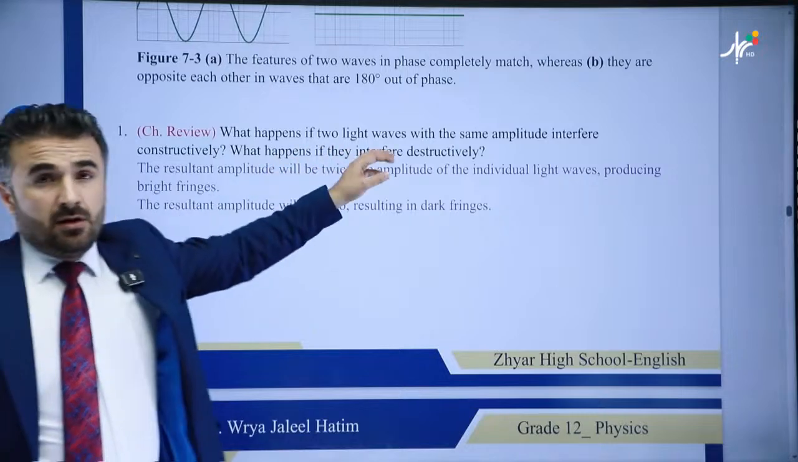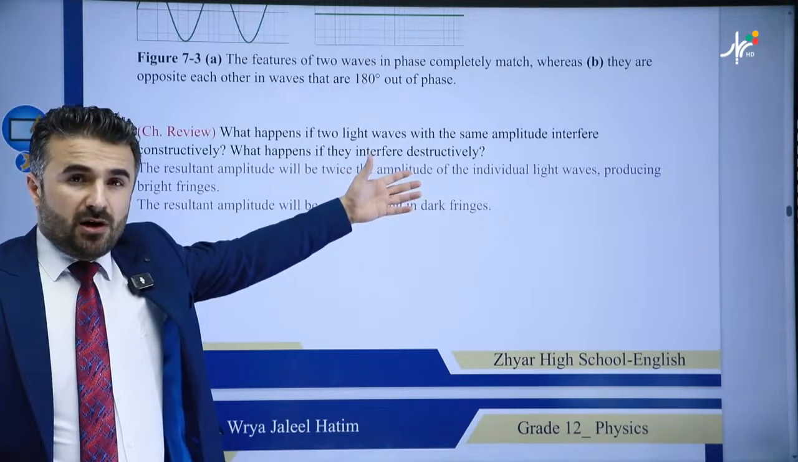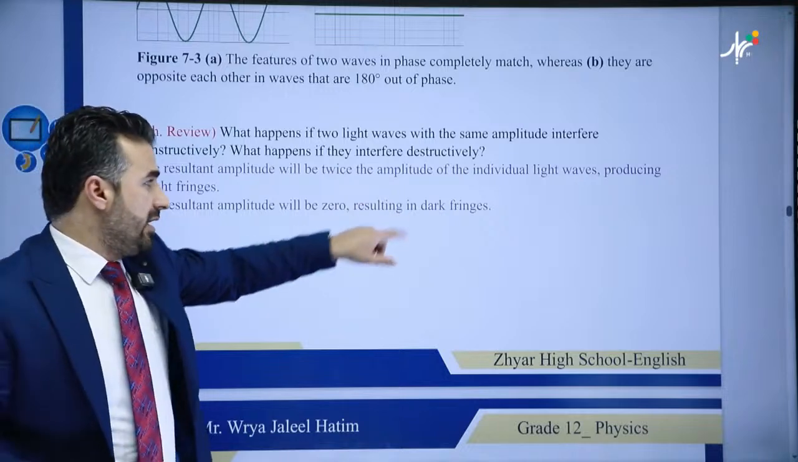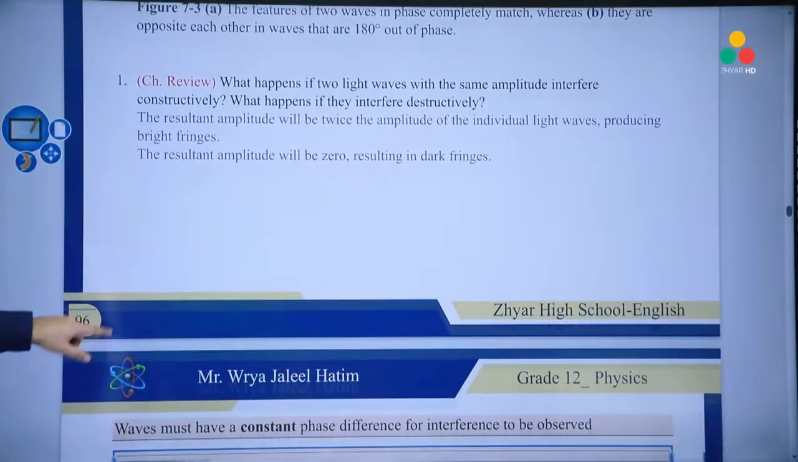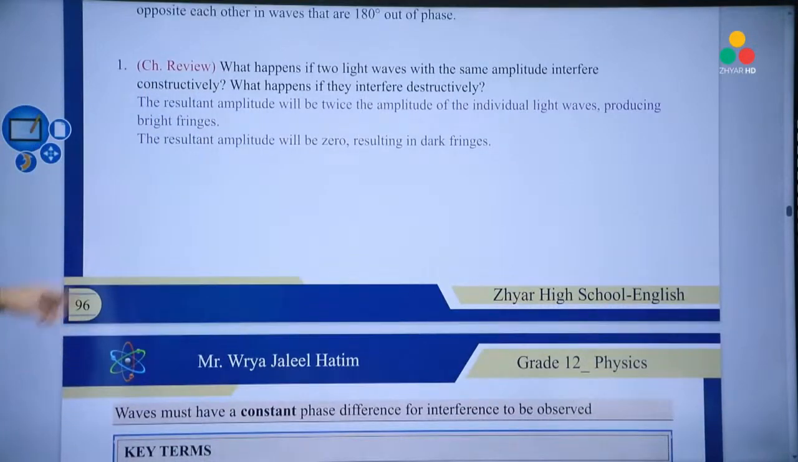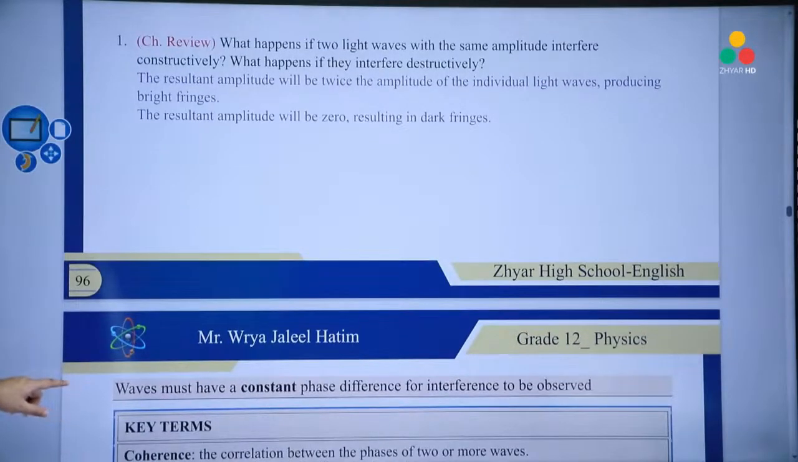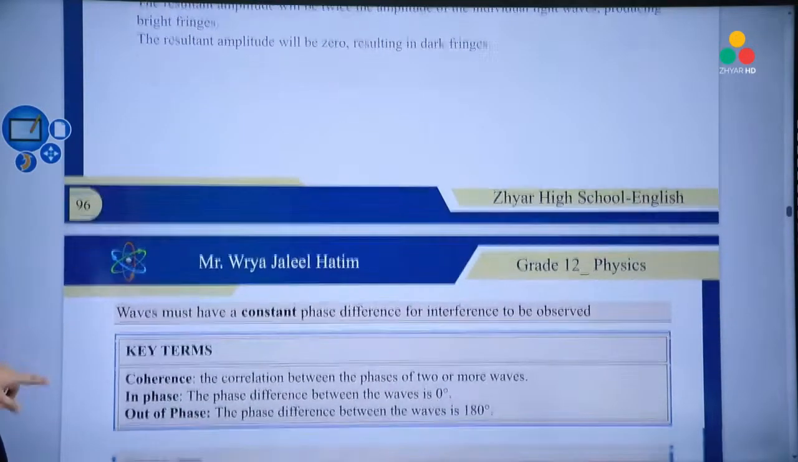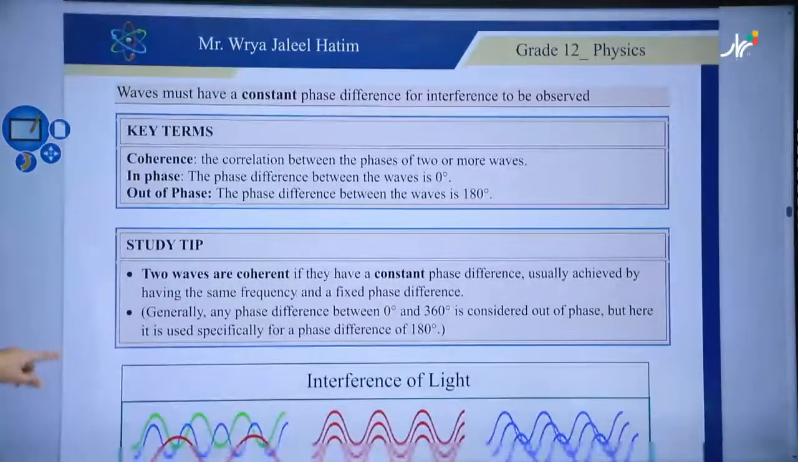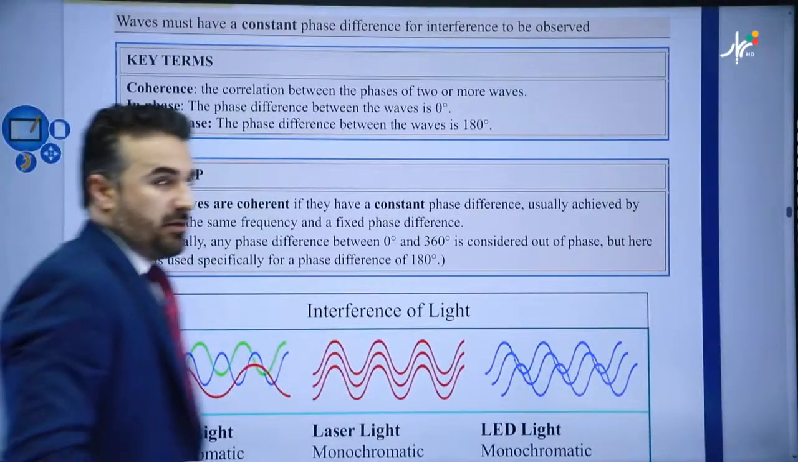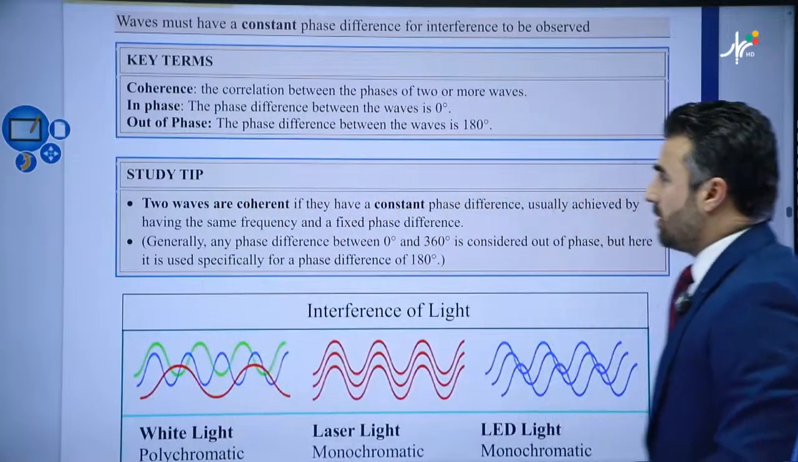For light, constructive interference gives a bright spot. If we have destructive interference, we get a dark fringe. So the resultant amplitude will be twice the amplitude of the individual light waves, if they have the same amplitude, producing a bright fringe. But for destructive, it is going to be 0 amplitude and a dark spot on the screen, or you can call it a dark fringe.